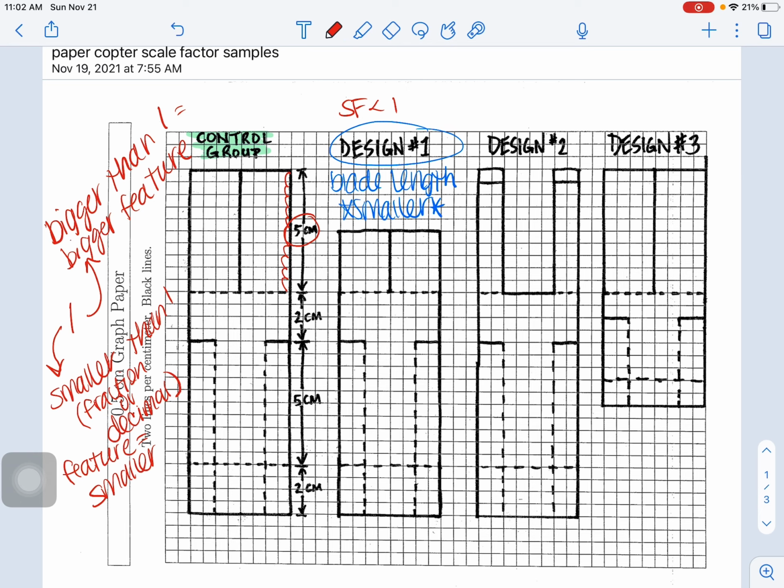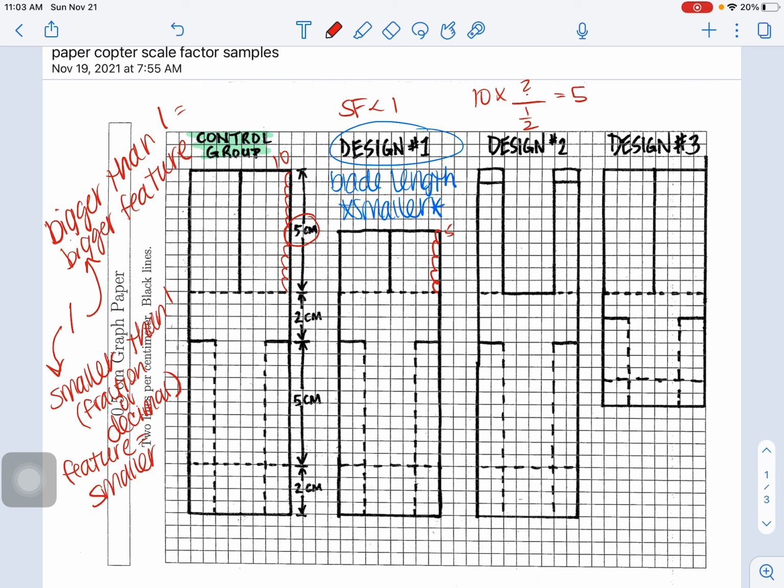And now I can look on my design number 1 and count our boxes. 1, 2, 3, 4, 5. So 5 boxes. And now I'm going to think to myself, 10 to 5. How am I going to get from 10 to 5? What am I going to multiply by to get from the number 10? So 10 times what equals 5? And this is really what I'm trying to answer. The answer here is 1/2, right?